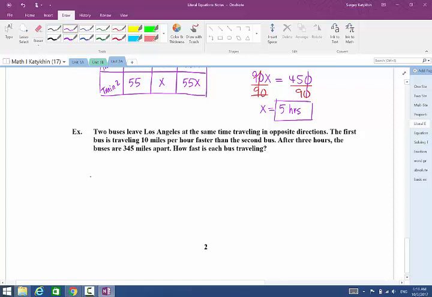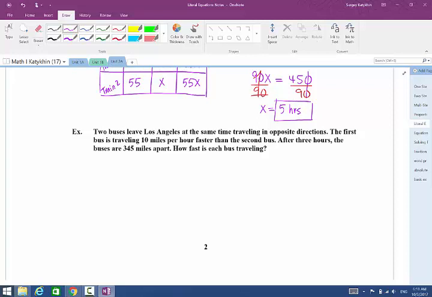Hopefully you had an opportunity to do this problem, but let's go ahead and do this together. It says 2 buses leave Los Angeles at the same time, traveling in opposite directions. The first bus is traveling at 10 miles per hour faster than the second bus. After 3 hours, the buses are 345 miles apart. How fast is each bus traveling?